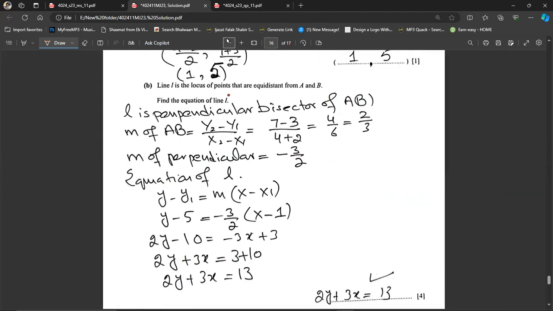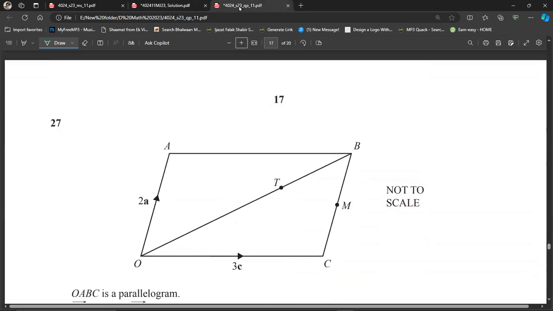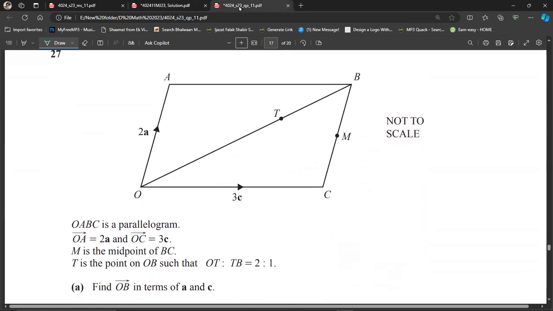This is the solution of the B part, question number 26. That was, I think, of 4 marks. Wow. Question number 27, he says OABC is a parallelogram. OA is 2a and OC is 3c. M is the midpoint of BC. Okay, so this is the midpoint, so the ratio here is 1 and the ratio here is 1.